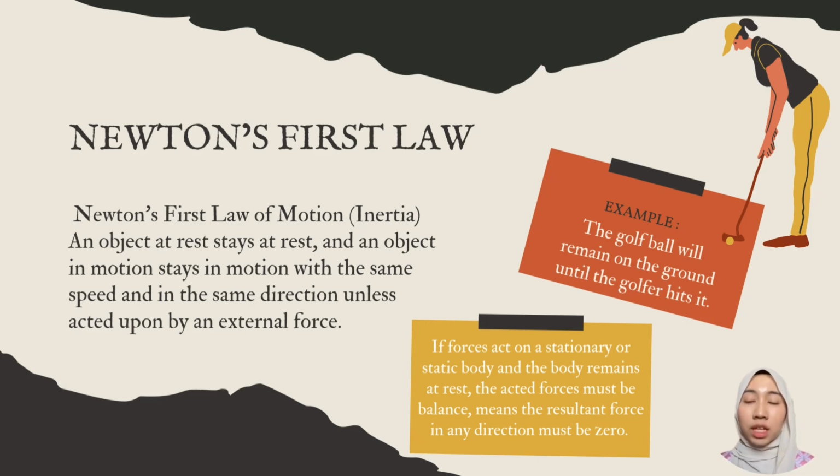Newton's first law of motion, which is the law of inertia. An object at rest stays at rest, and an object in motion stays in motion with the same speed and in the same direction, unless acted upon by an external force. If forces act on a stationary or static body and the body remains at rest, the acting forces must be balanced, meaning the resultant force in any direction must be zero. For example, the golf ball will remain on the ground until the golfer hits it.